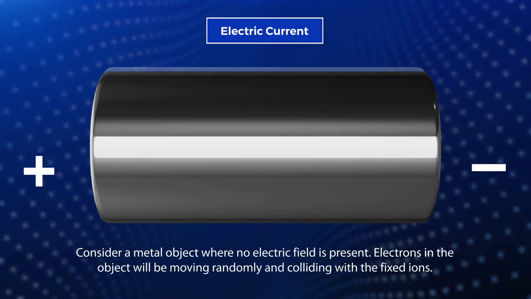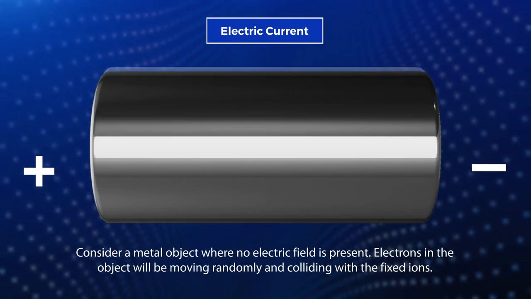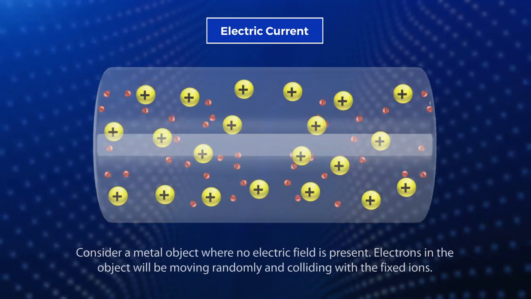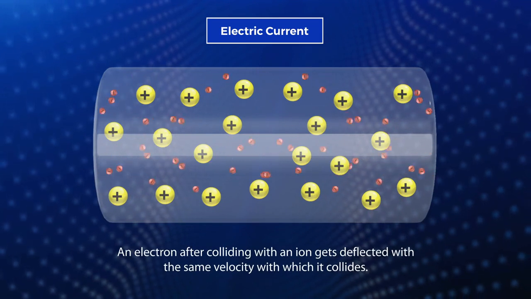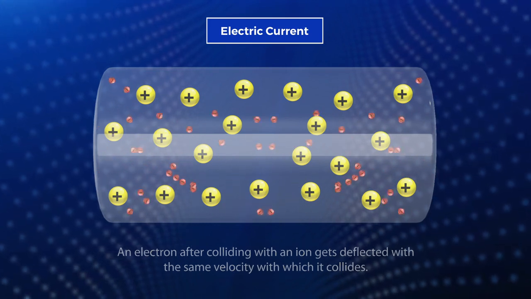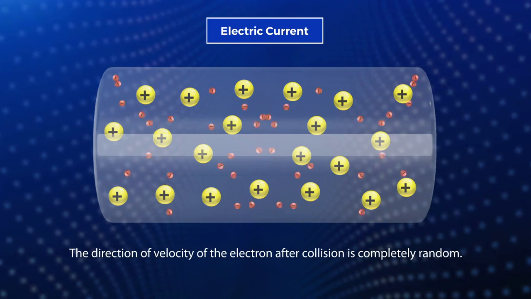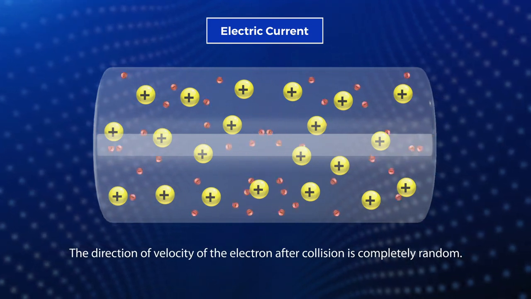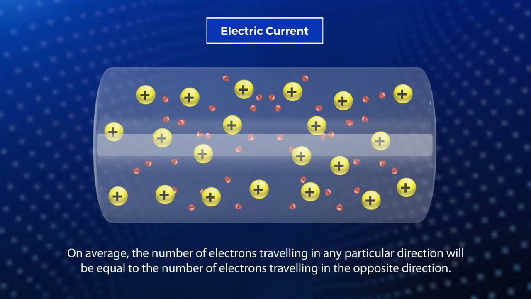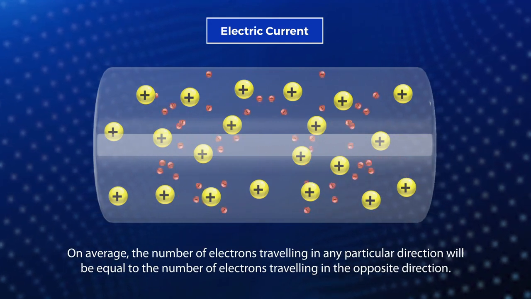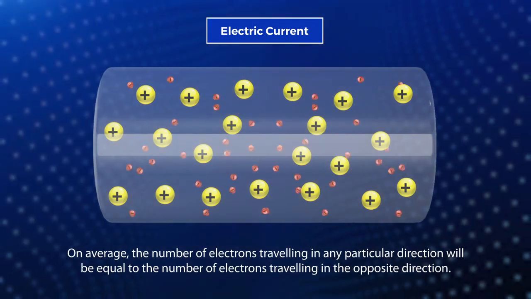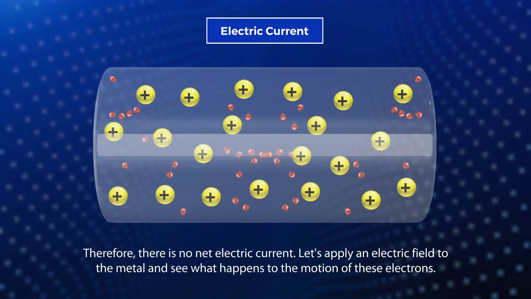Consider a metal object where no electric field is present. Electrons in the object will be moving randomly and colliding with the fixed ions. An electron, after colliding with an ion, gets deflected with the same velocity with which it collides. The direction of velocity of the electron after collision is completely random. There is no preferential direction for the velocities of the electrons. On average, the number of electrons traveling in any particular direction will be equal to the number of electrons traveling in the opposite direction. Therefore, there is no net electric current.